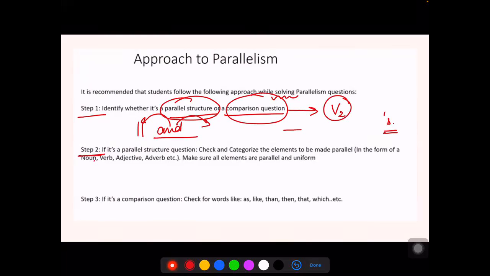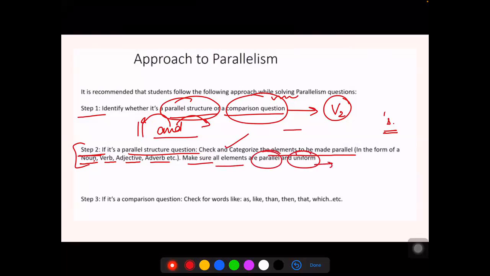Step 2 says, if it is a parallel question, check and categorize the elements to be made valid in the form of noun, verb, adjective, adverb. This I have also told you in the previous slide. The step was not there in the previous slide; I just told you out of this particular approach, but this is a particular step. Make sure all elements are parallel and uniform. Uniform means they should be equal, right?